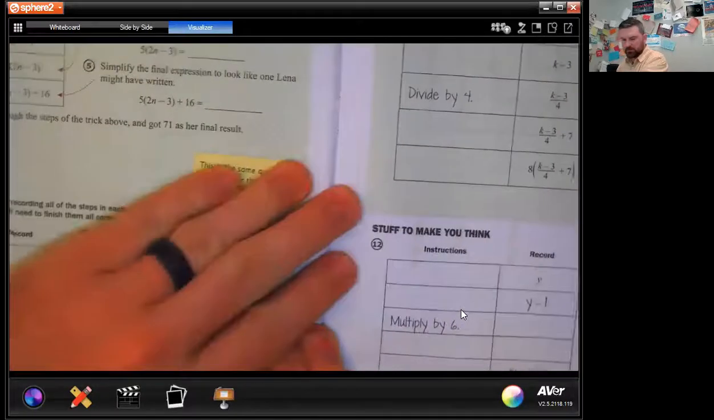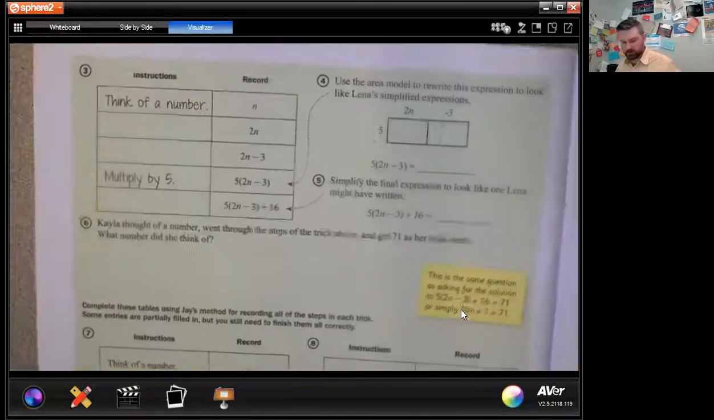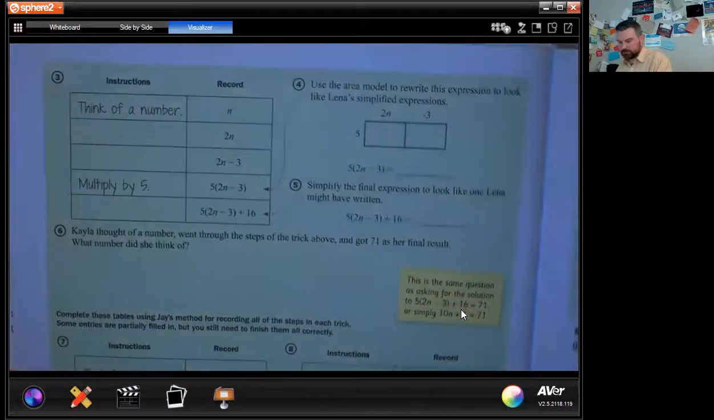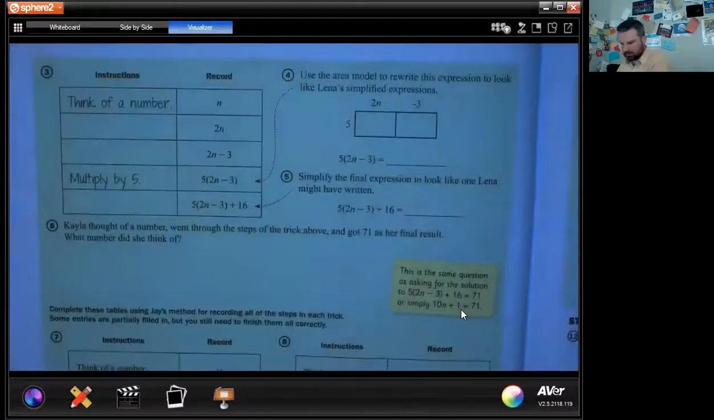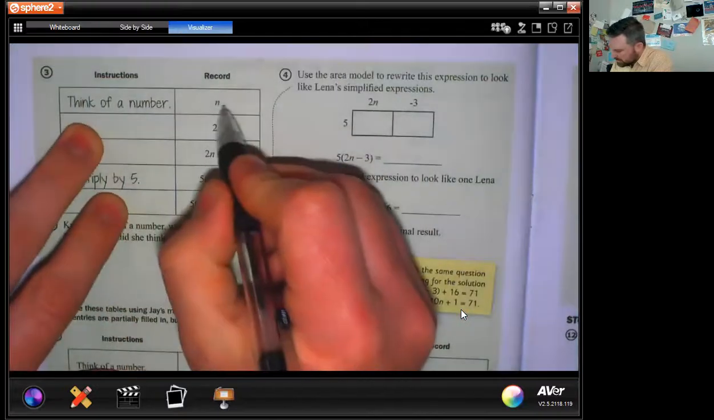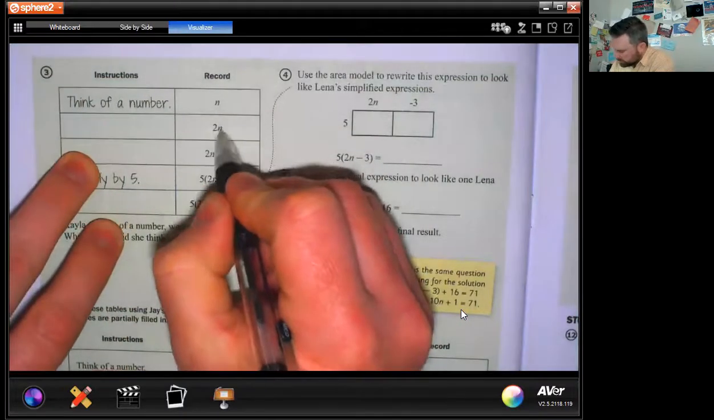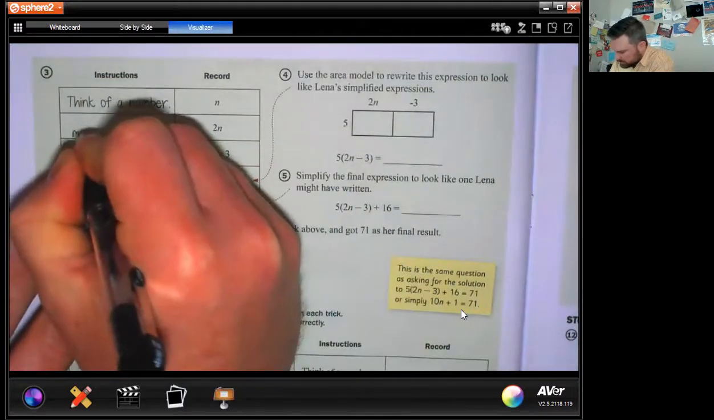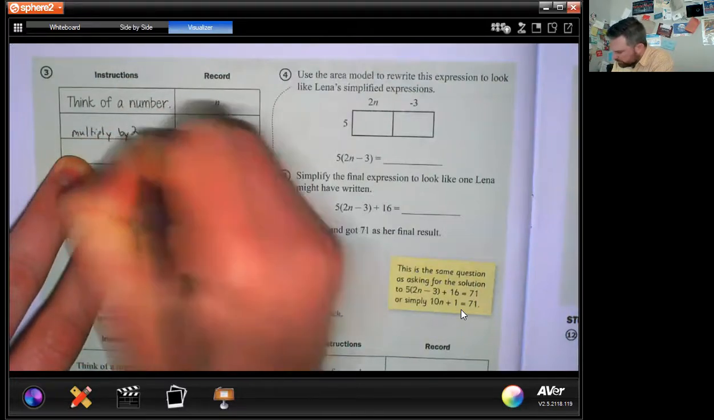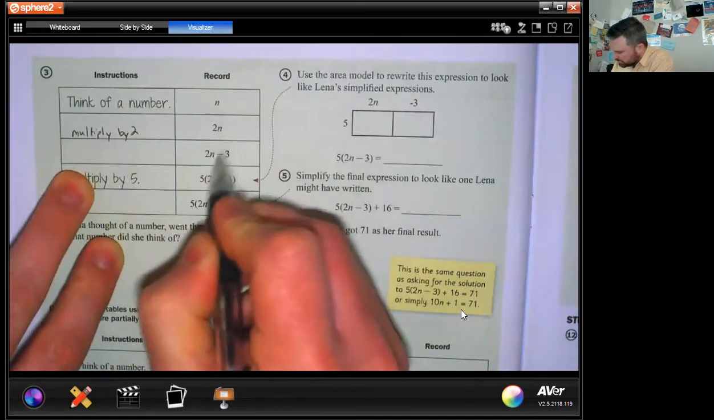All right, turning over to page 14, we're going to be on number 3 here. So we're just filling in the missing spots. Think of a number n. What did we do? We multiplied by 2, and then we subtracted 3.